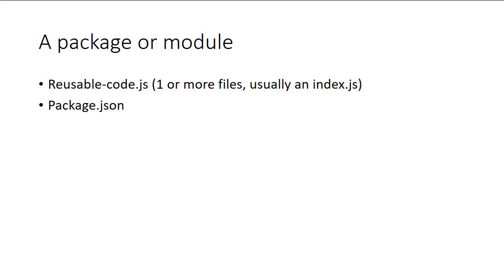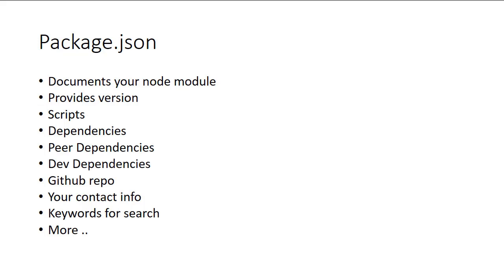So what is that reusable code? Basically, there will be at least a package.json there, and one or more JavaScript files. Usually an index.js, as is customary, though some node modules don't follow that standard. There could be many files in there, but there's at least a package.json. And this package.json is the introduction for your module.